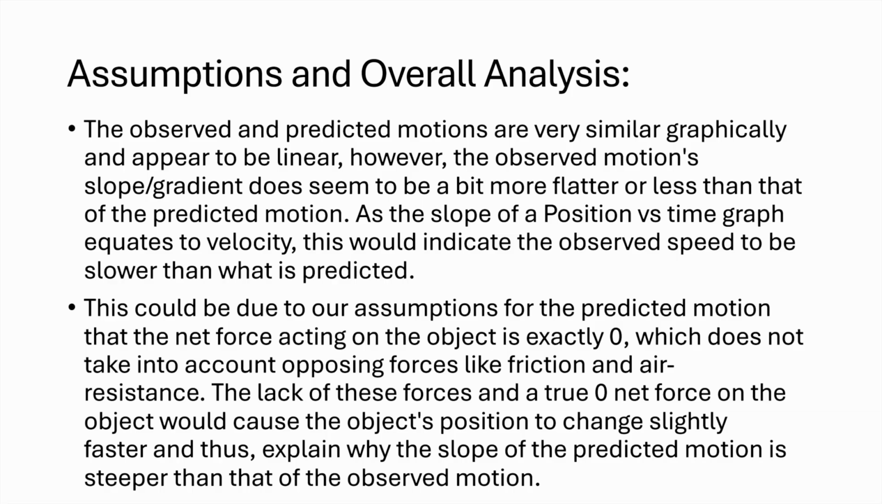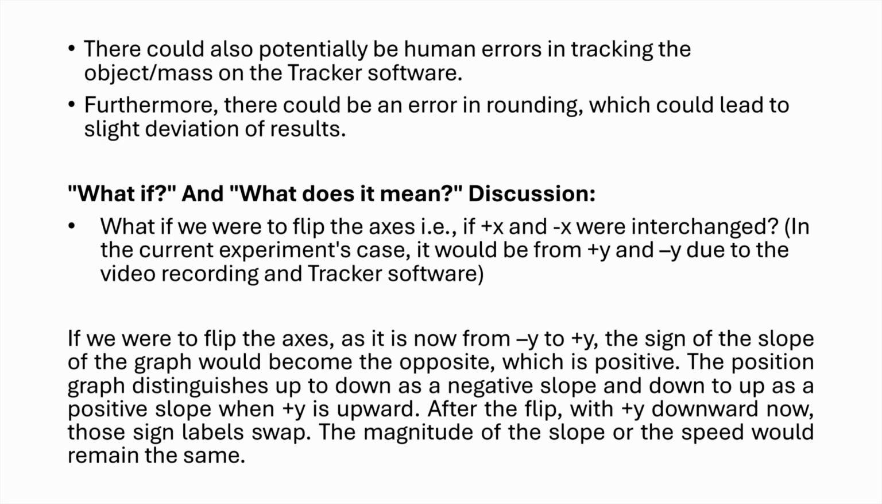This could be due to our assumption for the predicted motion that the net force acting on the object is exactly zero, which does not take into account opposing forces like friction and air resistance. The lack of these forces and a true zero net force on the object would cause the object's position to change slightly faster, and thus explain why the slope of the predicted motion is steeper than that of the observed motion. There could also potentially be human errors in tracking the object mass on the tracker software. Furthermore, there could be an error in rounding, which would lead to slight deviations of results.